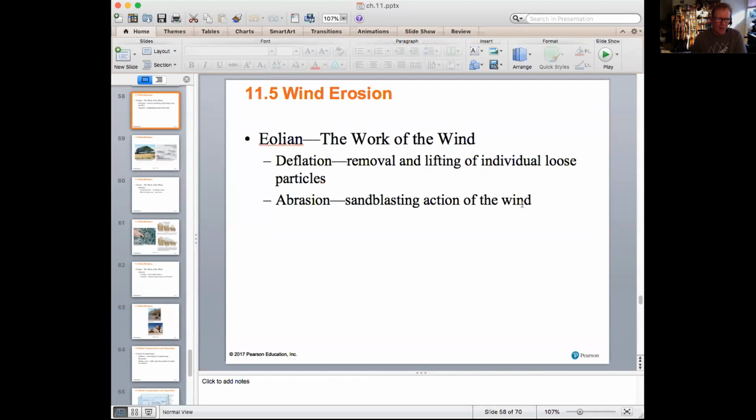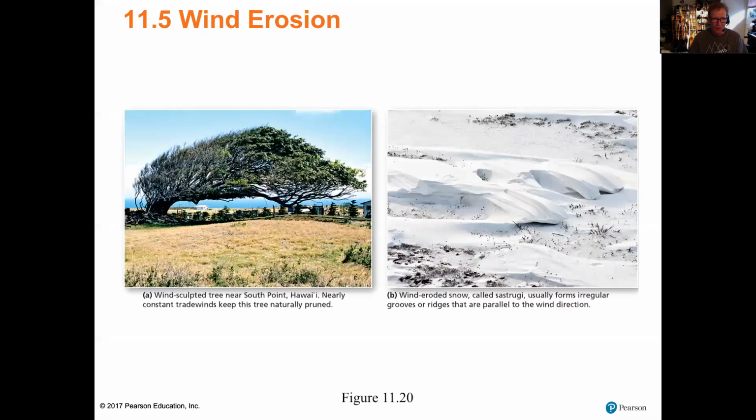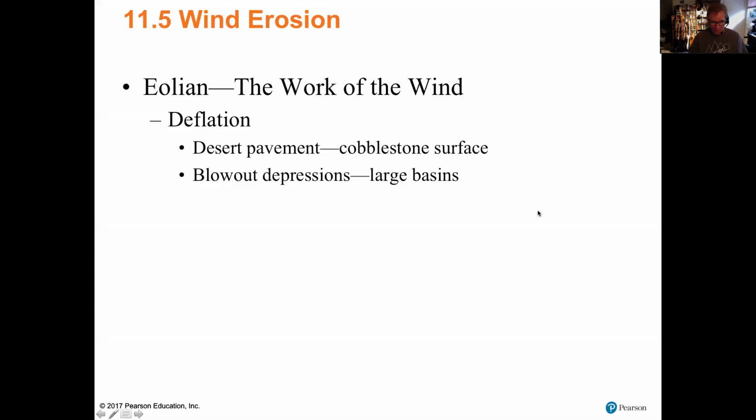And the primary actions here are what we call deflation, where it's the removal and lifting of individual loose particles, and abrasion, which is the sandblasting action of the wind. So those are the two primary activities related to wind erosion. Okay, so here's just an example of the wind bending a tree, and you can see the snow here, where you get the grooves that are parallel to the wind direction.